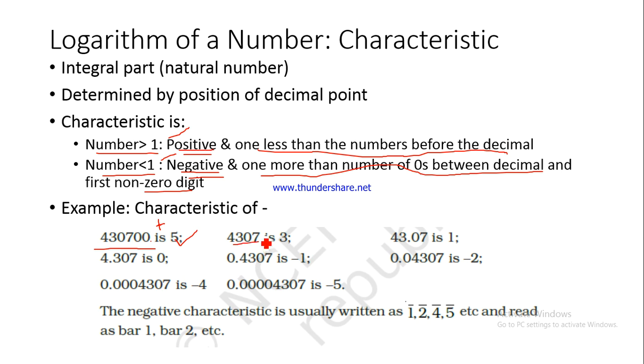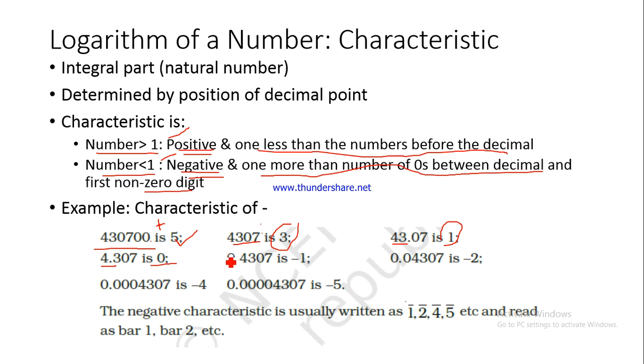How many numbers before the decimal? 4307. Actually the decimal is somewhere here, so 4 numbers before the decimal, which means that the characteristic would be equal to plus 3. Since if no sign has been given, it is assumed to be plus, so plus has not been mentioned here, but you can now understand that this is basically positive. So the characteristic here is positive. Now have a look at this one. 2 numbers before decimal, and 2 minus 1 is 1, so the characteristic is 1. How many numbers before decimal in this example? 1. 1 minus 1, 0, right?